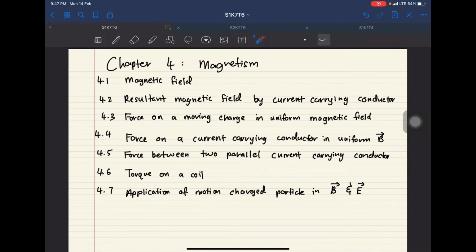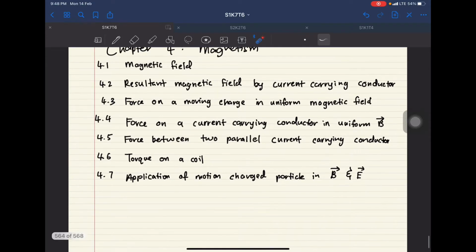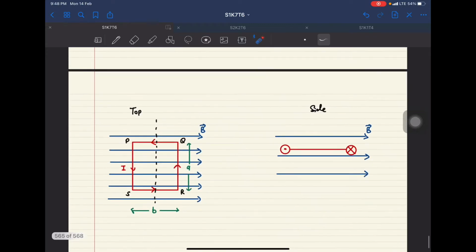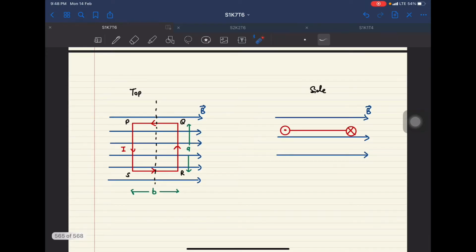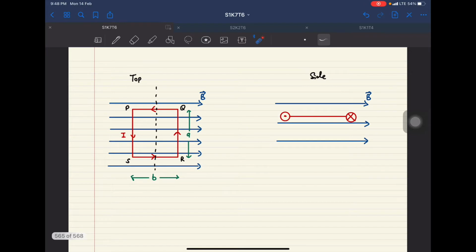Hi everyone, in this video we discuss subtopic 4.6, which is about torque on a coil. I think by now you are familiar with the word torque, which we learned in the first semester in chapter 8. In this topic, you will learn that a force acts on an object. That force is due to the magnetic field and will produce a force that tries to rotate the object. As a result, we call that a torque.